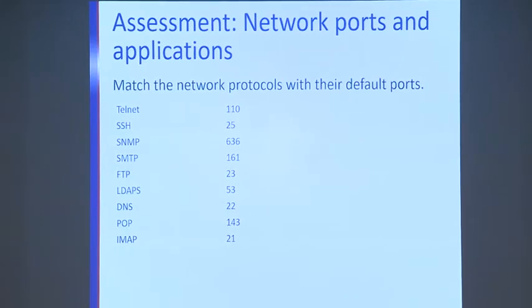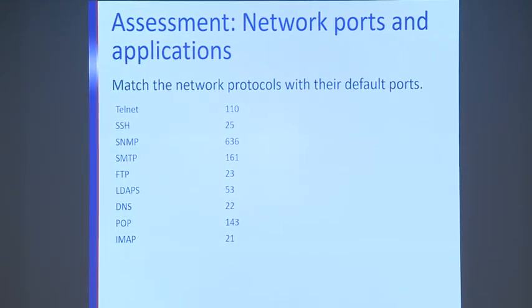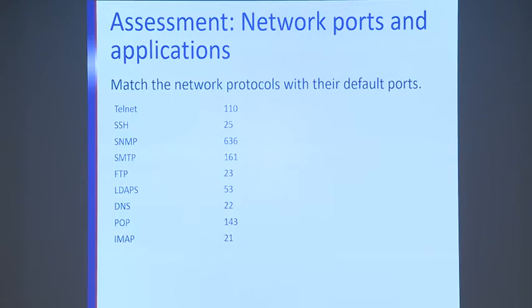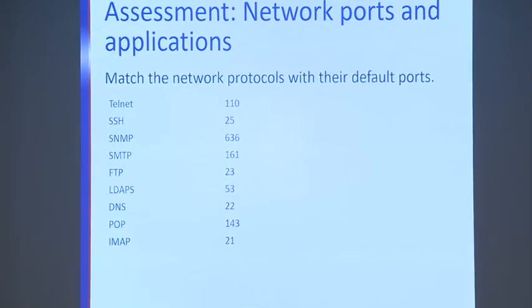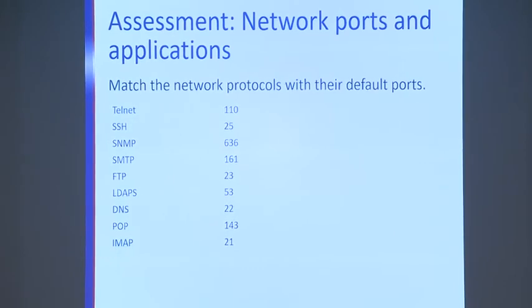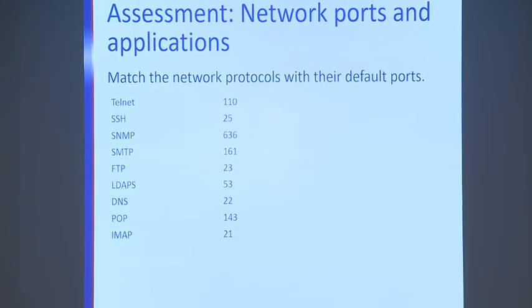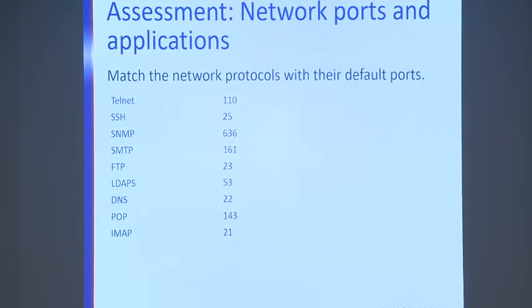143. Let's do this again, starting at the top. SSH, 22. Oh, I'm sorry, I should have started with Telnet. Telnet at the top, 23. SSH, 22. SNMP, Simple Network Management Protocol, 161. SMTP, 25. FTP, 21. LDAP-S, 636. DNS, 53. POP3, 110. And finally, IMAP, 143. You should definitely know these for the test. By the way, this will be a drag and drop. When you take a look at the study materials that I've given you, it is a drag and drop in there.